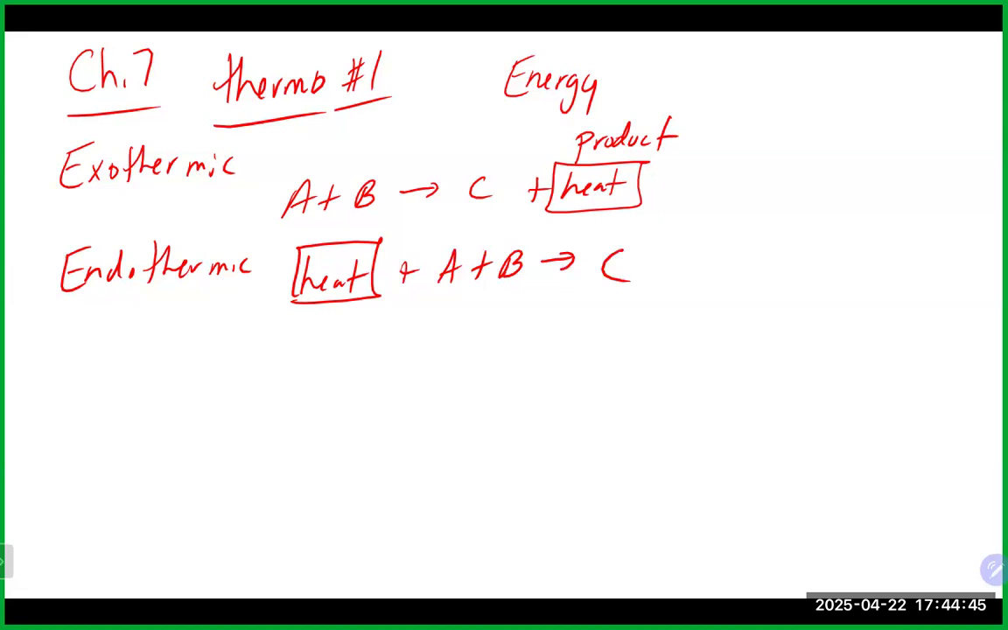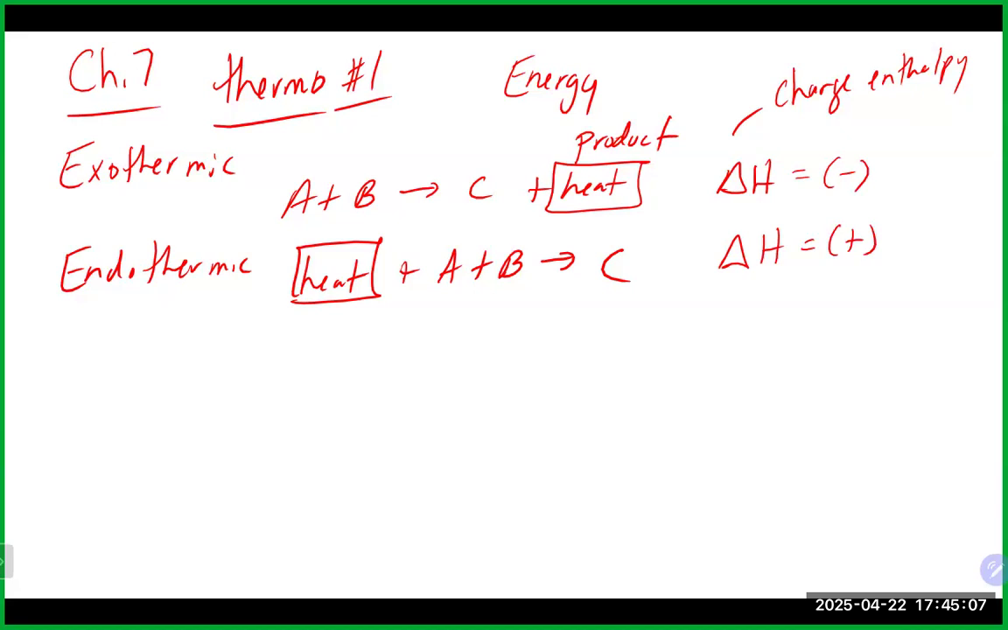Probably the most common way we express that in chemical reactions is with our delta H values, which is our change in enthalpy. And our change in enthalpy is going to be a negative value if it is exothermic, and it will be a positive value if it's endothermic. So for the most part, positive numbers usually imply an endothermic process. Negative numbers imply more of an exothermic process.